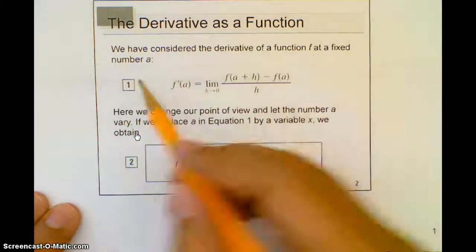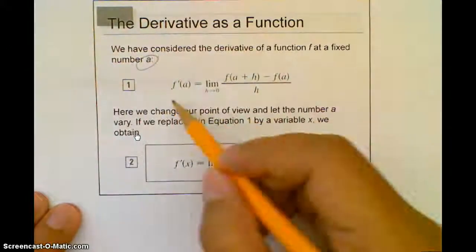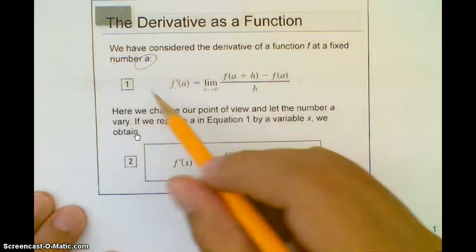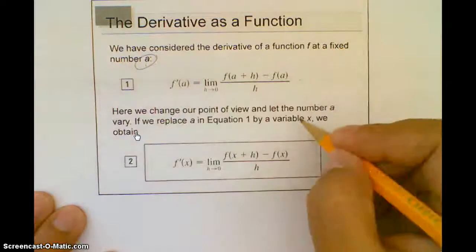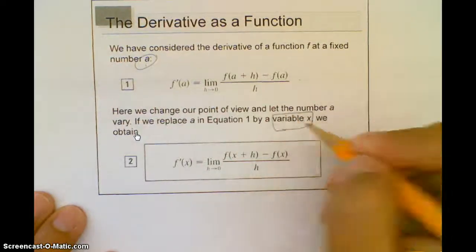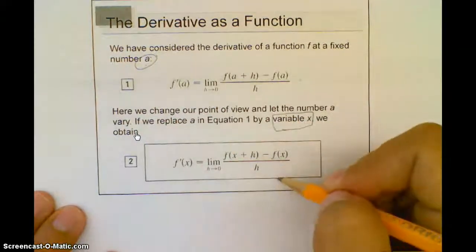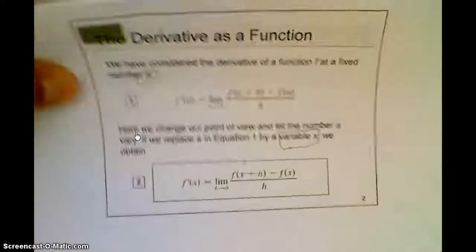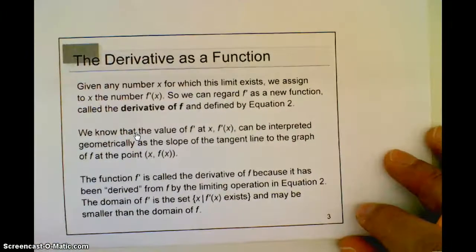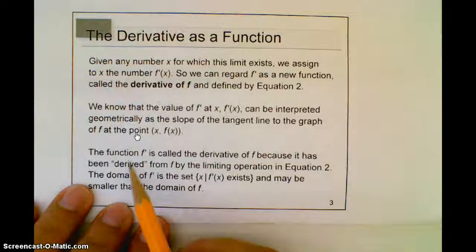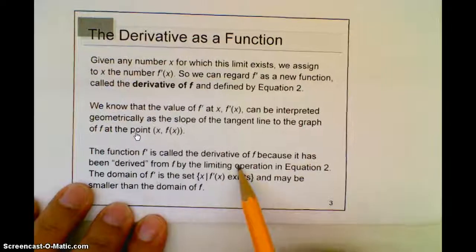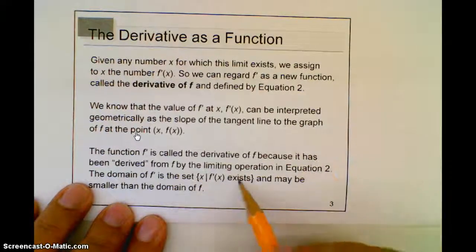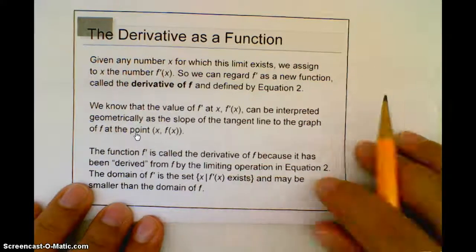The derivative of a function at a particular value, you can use this definition, and then if instead of a particular value I want to use it for any value x that I want, then the function is defined as the limit of this ratio. So in here it says the function f prime is called the derivative because it has been derived from f by the limiting operation.